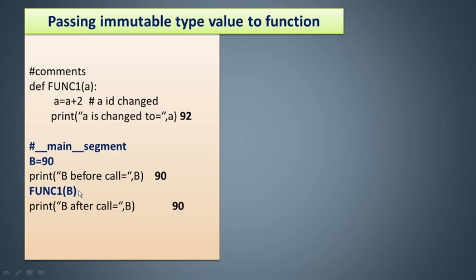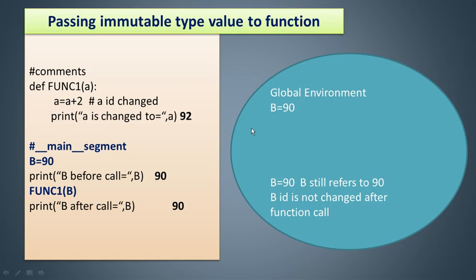But the function scope is over when the call is over. That means after that it comes back to the main segment. So what will we have? Here the id of a has changed, the id of b hasn't changed. It remains the same. Clear? So the value of b before calling the function and after calling the function remains the same. That is 90 in both cases. Here it changes. This is how an immutable type of value behaves when you pass it as a function parameter.